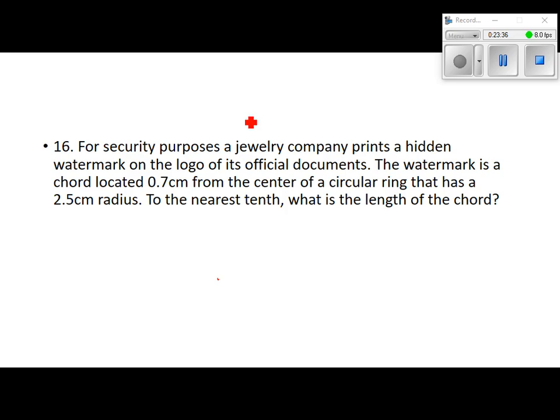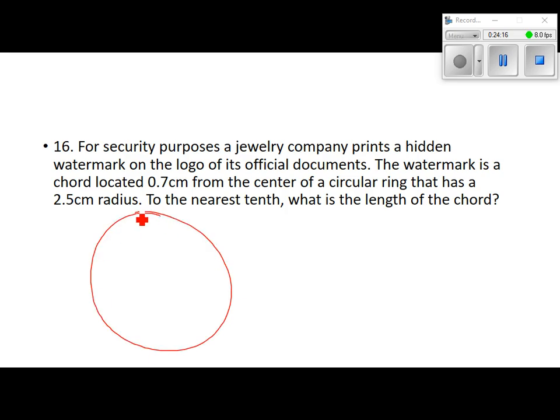The last one says, for security purposes, a jewelry company prints a hidden watermark on the logo of its official documents. A watermark, if you look at money and you hold it up to the light, you can sort of see that it has things in the background. Those are watermarks so that you can't fake it. The watermark is a chord located 0.7 centimeters from the center of a circular ring that has a 2.5 centimeter radius. To the nearest tenth, what is the length of the chord?